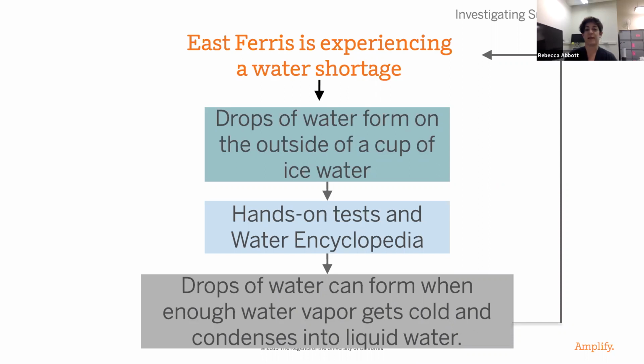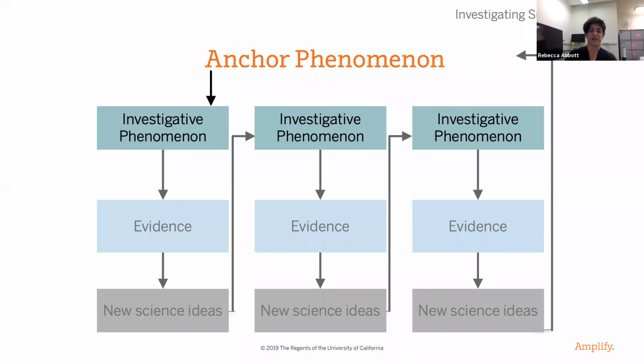But then, like I mentioned, we're not quite done figuring out this water shortage thing. So we would continue that cycle. New science ideas lead you to another investigative phenomenon. Each one gives rise to asking a question, leading students to gather more sources of evidence, that in turn help them construct new science ideas that eventually, little by little, get them closer and closer to figuring out the anchor phenomena. And that's what we mean when we say that these anchor phenomena can sustain the learning over a full unit.